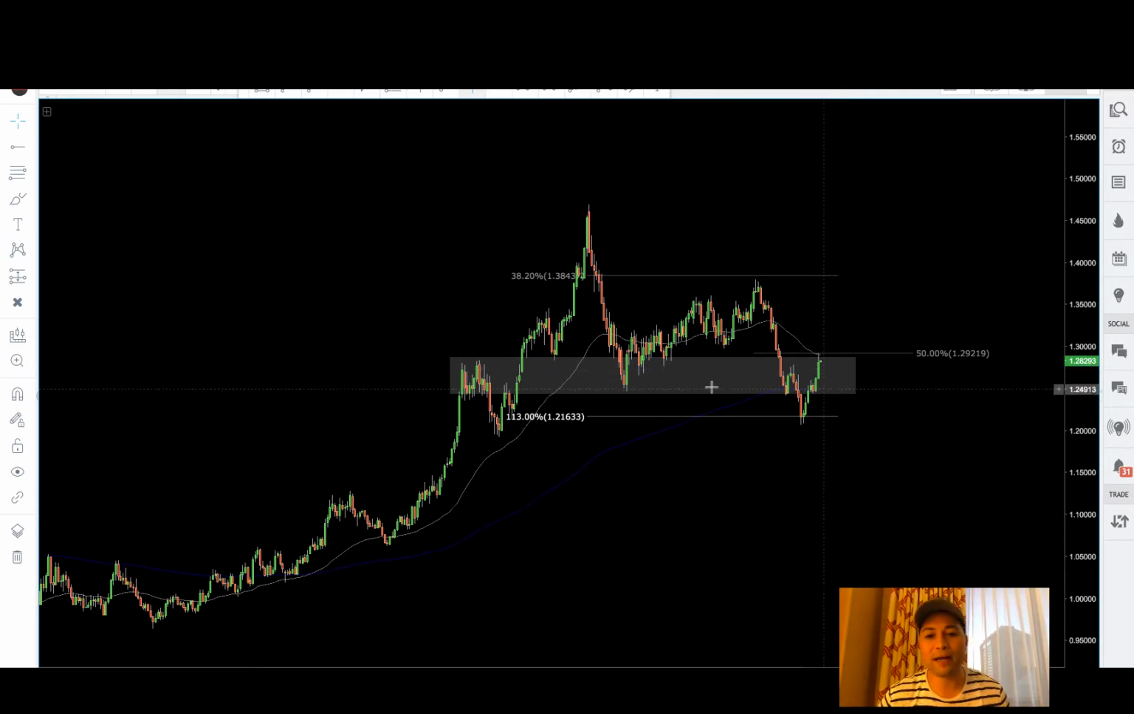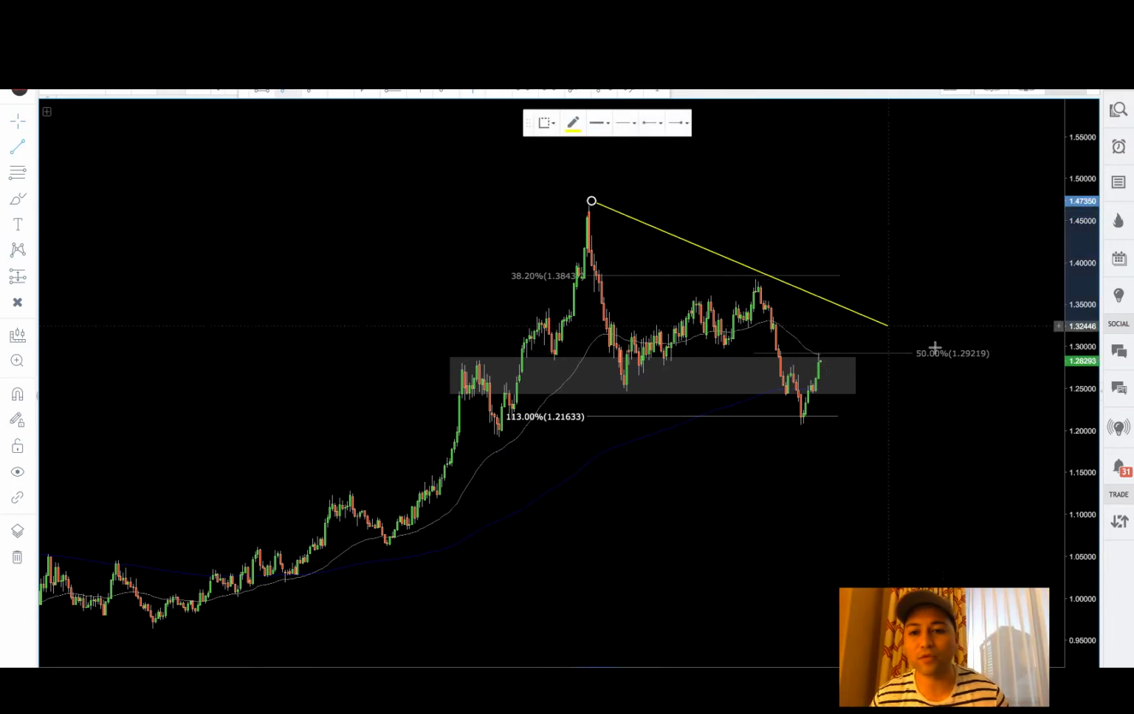But here's the thing, right? We're still in a bearish structure. You know, here's our high, here's a lower high, here's our low, here's our lower low. And so, yes, we've created a micro higher high from here to here, but at the same time we need to wait and see what happens. But the overall structure is still bearish. We're still waiting to see what's going to be happening.